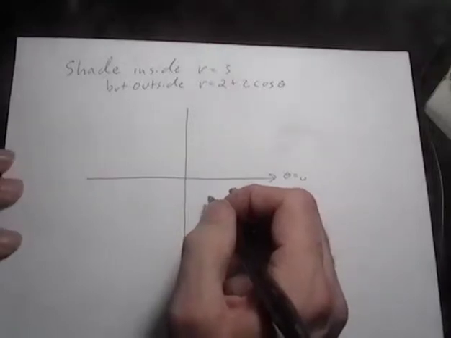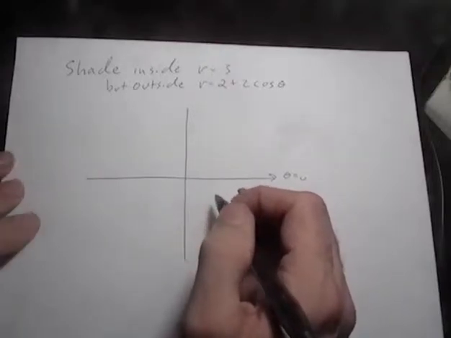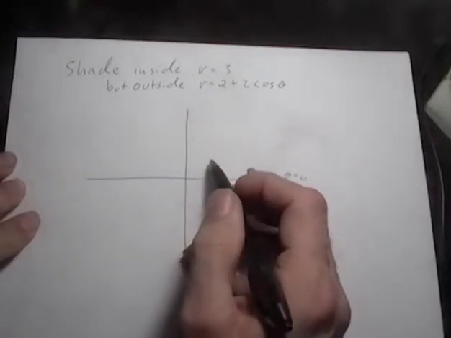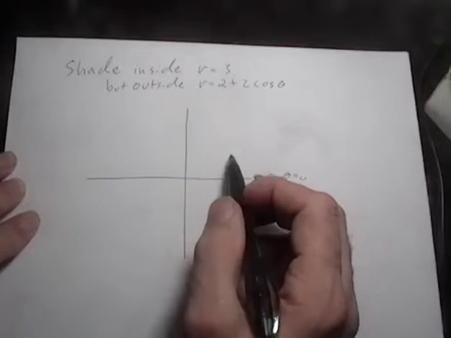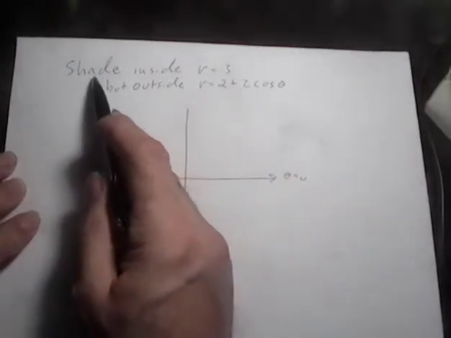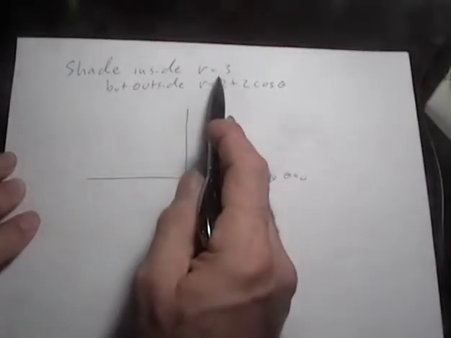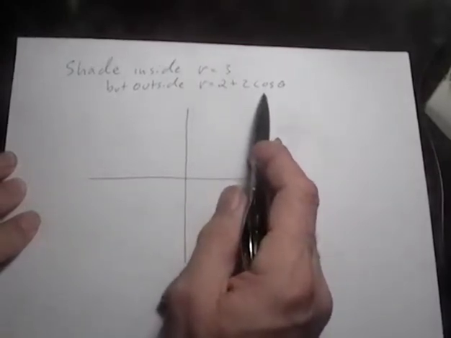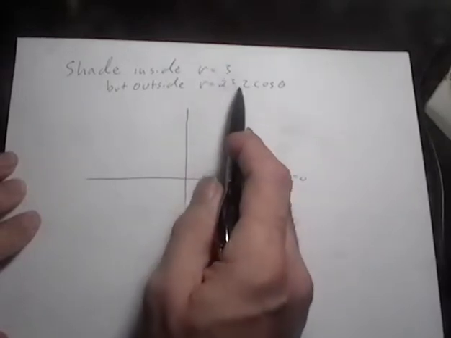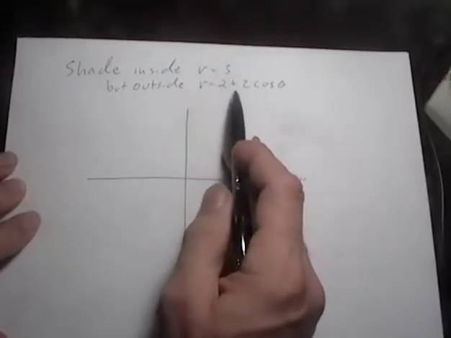This is a problem that's meant to prepare you for some of the things you're going to be doing in calculus. I would like you to shade a certain area. My description is that it has to be inside r equals 3, but outside r equals 2 plus 2 cosine theta. Now, it's nice if you can recognize what these shapes are going to be.